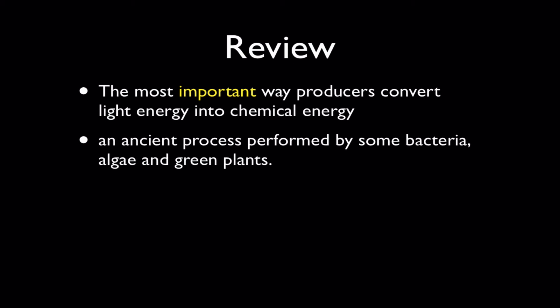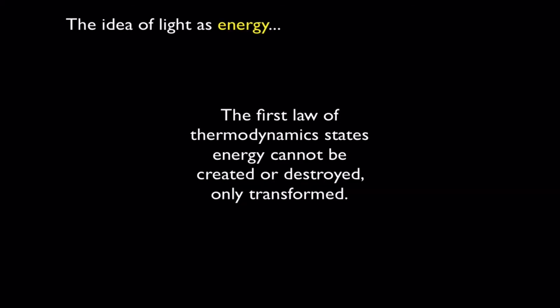So just to review here, the most important way producers convert light energy into chemical energy is photosynthesis, and that photosynthesis is a very old process. It's been around a long time, first done by bacteria, and today done by bacteria, algae, and green plants. Now let's focus a little bit on what light is.